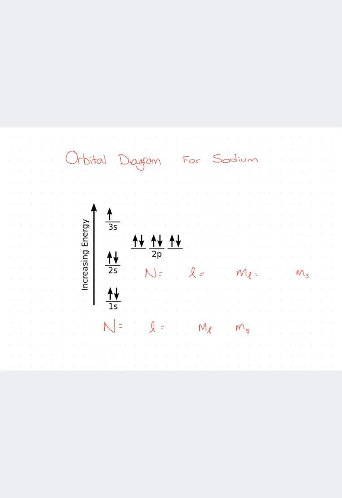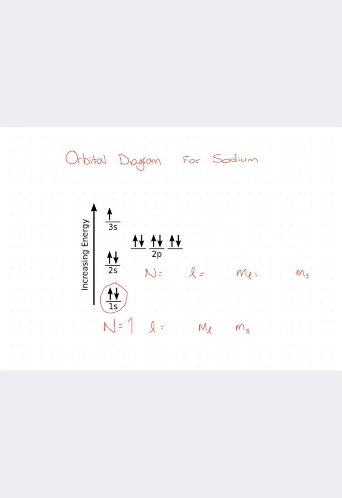So just to finish up, to give an example, if we took the element sodium, we can see here the electrons arranged in an energy orbital diagram. So right here, we have an N of 1. It's in the lowest energy level.